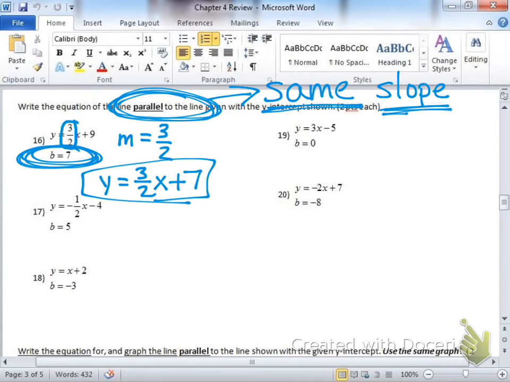What are your questions? All right, same thing on number 18. You can't really see the m. We know it's a 1. So the m is going to equal 1, and then the b is given below. The new b is negative 3. So my equation will be y equals 1x minus 3.